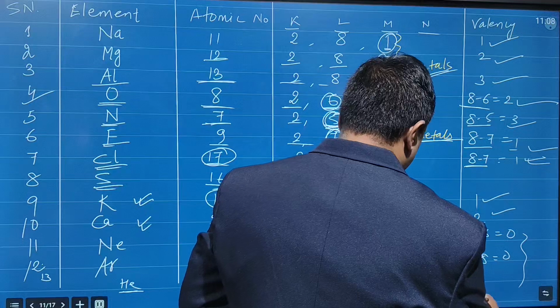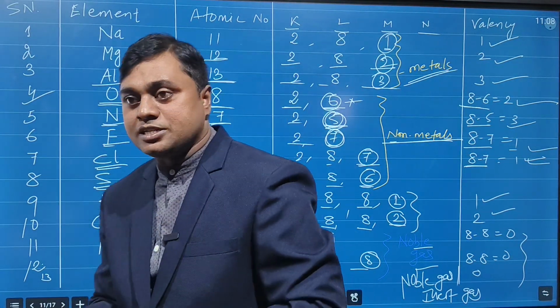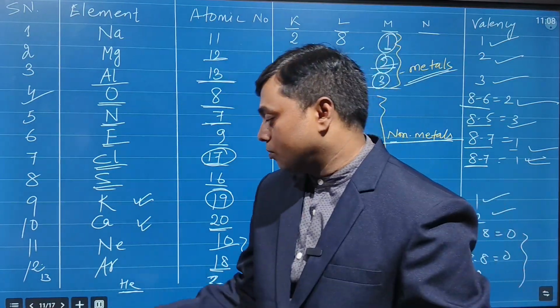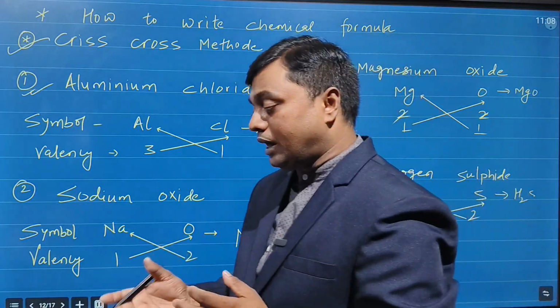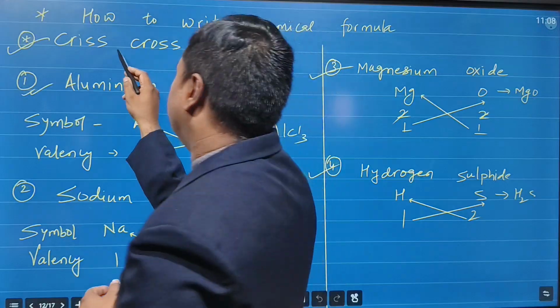Inert gas. So if you know the valencies of various elements and symbols of various elements, then you can write the correct chemical formula, which is very very important. So we are going to learn how to write the chemical formula. Okay, so first the crisscross method.